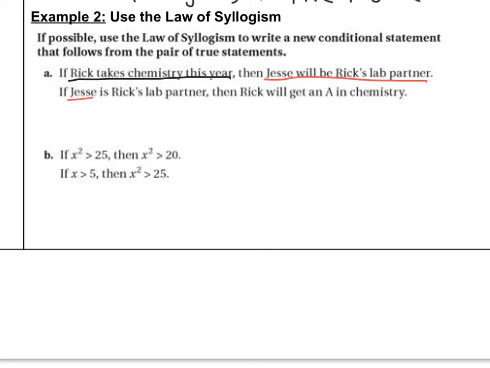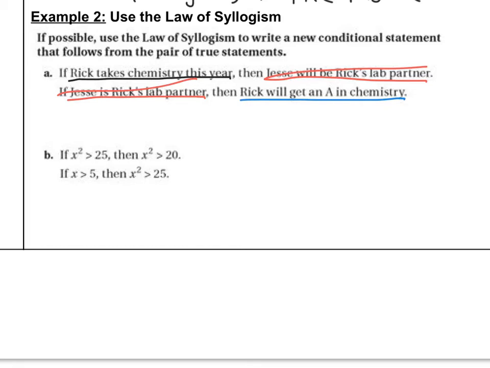If Jesse is Rick's lab partner, then Rick will get an A in chemistry. Hopefully you can kind of see what I did there. If Rick takes chemistry this year, then Jesse will be Rick's lab partner. If Jesse is Rick's lab partner, then Rick will get an A in chemistry. So we see what we have in common. They're the red statements. We'll go ahead and cross those out.